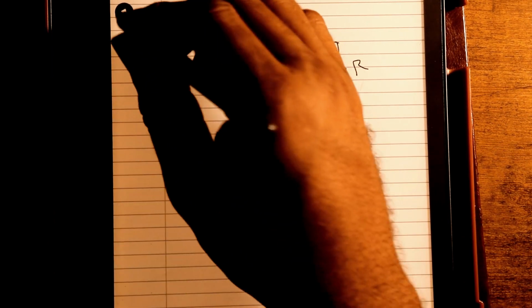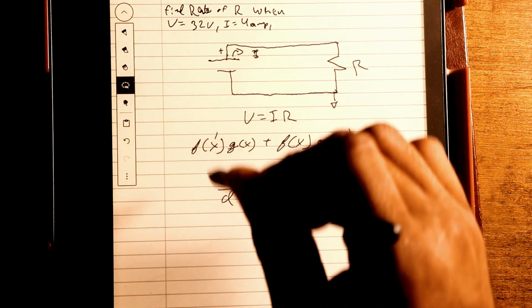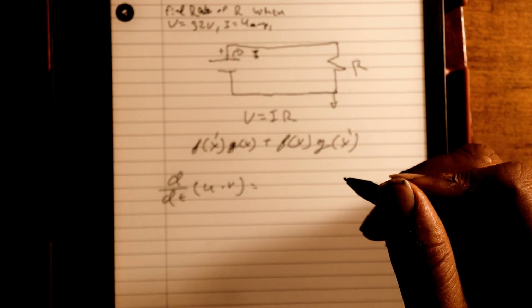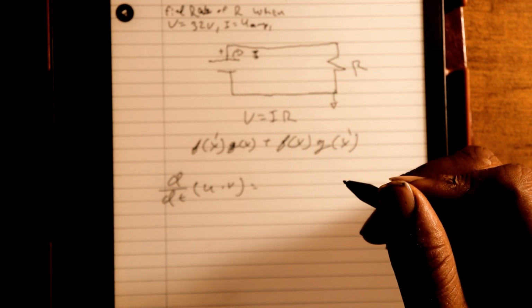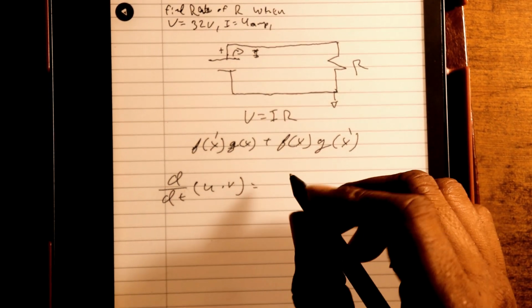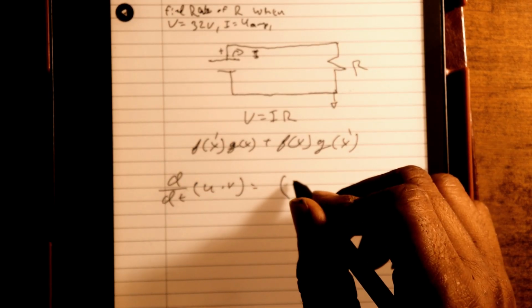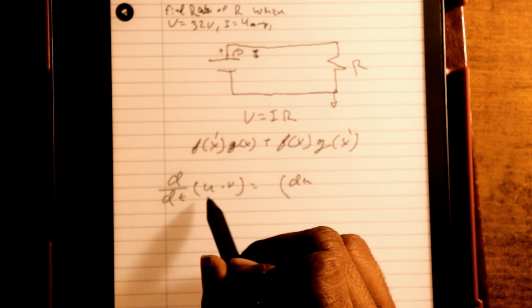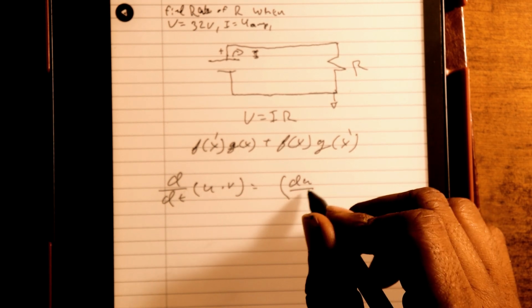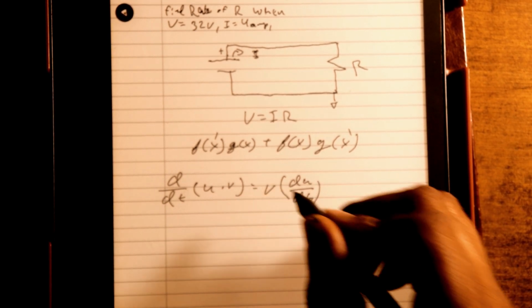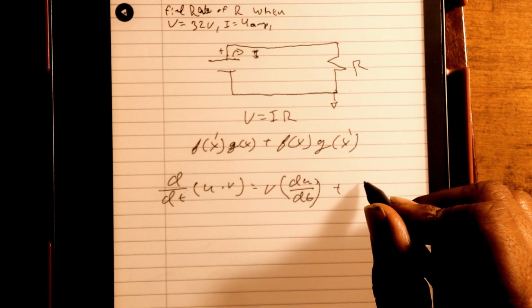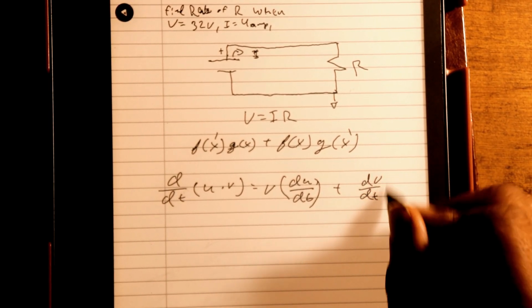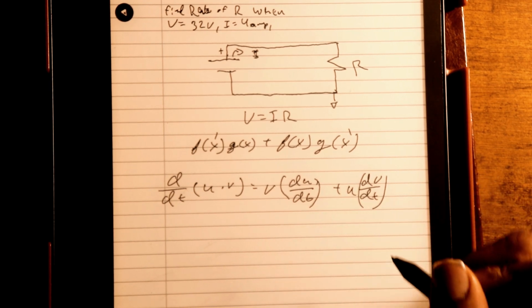So what this means, let me drag this over here. This is the product rule basically when you're doing a derivative of variables. Now how we do this is d over dt times u times v equals du over dt times v plus dv over dt times u.